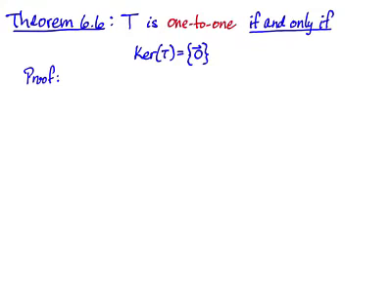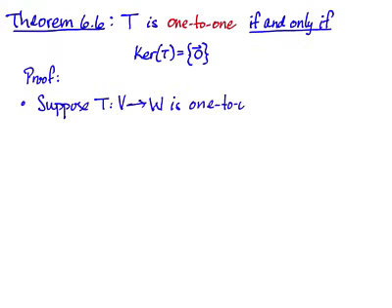Let's prove this because this is an if and only if statement, so it's a biconditional, and I want to illustrate you have to do two things. We have to prove both directions. So let's start by supposing that T is one-to-one. And now we're going to show that the kernel has to be just the trivial subspace. It just contains the zero vector.